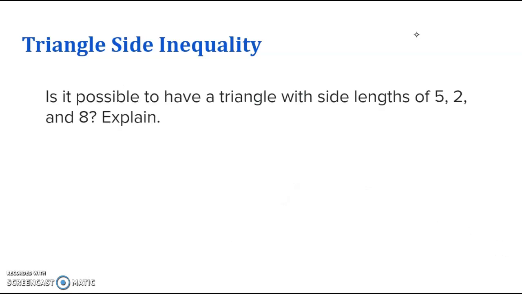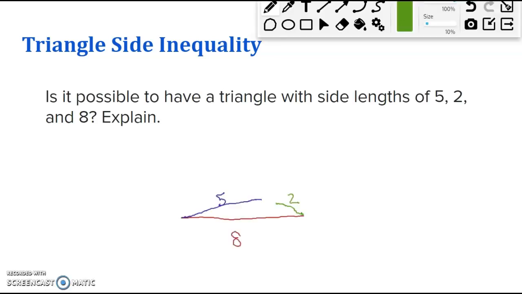Okay, let's try this one. See if you can come up with your answer. Okay, so here's my diagram. If I have 8 units here and one of the sides being 5 and the other side being 2, can I form a triangle? No, because at the most, will those two points ever meet? They will not. So I cannot form a triangle.